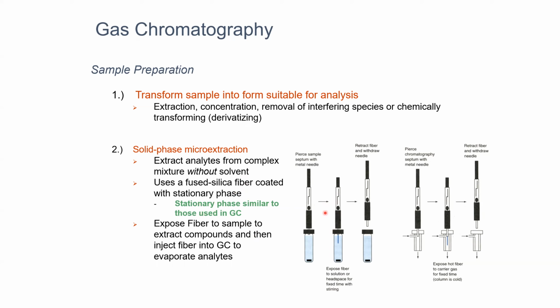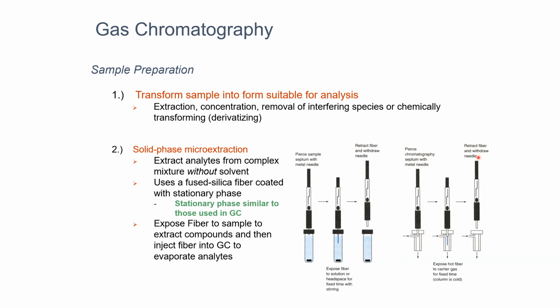We then expose the fiber to the sample to extract compounds, and then inject the fiber into the gas chromatograph to evaporate the analytes. So we pierce the sample septum with a metal needle, so the needle goes in first, and expose the fiber to solution or headspace for a fixed time with stirring. Then we retract the fiber and withdraw the needle. Then we pierce the chromatographic septum with the metal needle. So this is the oven of the GC. And then we insert the same fiber into the hot injector, expose the hot fiber to the carrier gas for a fixed time. The column is still cold. And then we retract the fiber and withdraw the needle. So that's a way of doing solid phase microextraction.